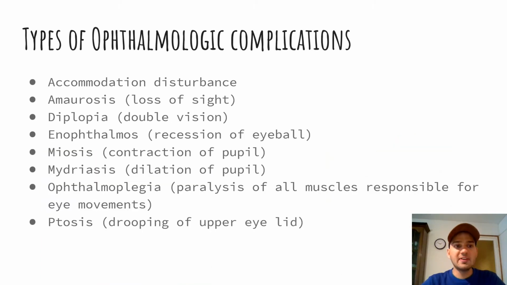Let's see some common types of ophthalmologic complications. I have ordered them in alphabetical order. First of all, we have accommodation disturbance, amaurosis, which is loss of sight, diplopia, which is double vision, and anophthalmos, which is recession of the eyeball. Miosis is the contraction of the pupil, and mydriasis is dilation of the pupil. Ophthalmoplegia is paralysis of all muscles responsible for eye movement, and ptosis is drooping of the upper eyelid.